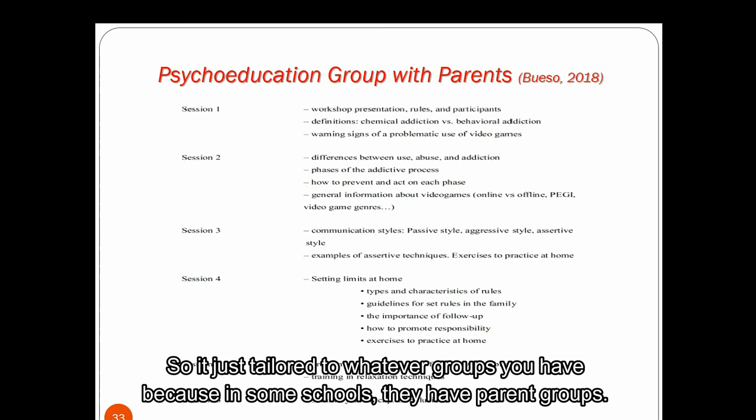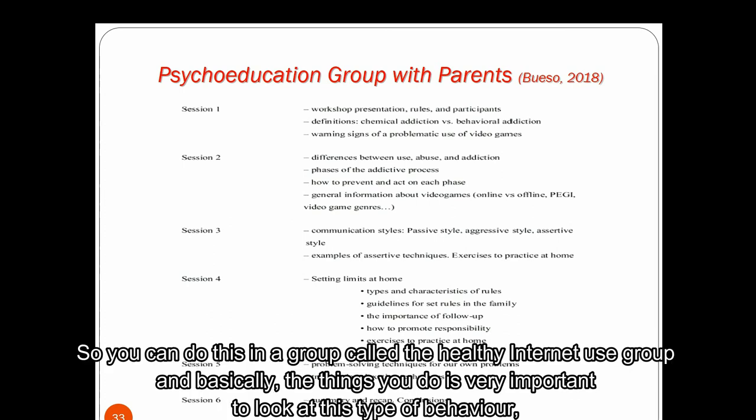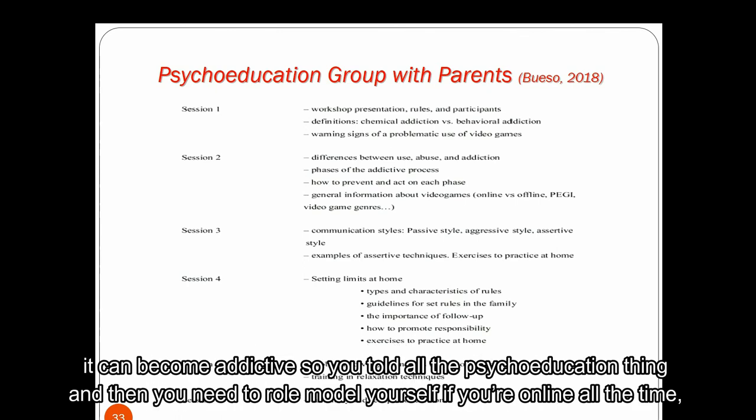So just tailor it to whatever groups you have, okay? Because in some schools, they have parent groups. So you can do this in a group called the healthy internet use group. Basically, it's very important to look at this type of behavior. It can become addictive. So you talk about all the psychoeducation, and then you need to role model yourself.